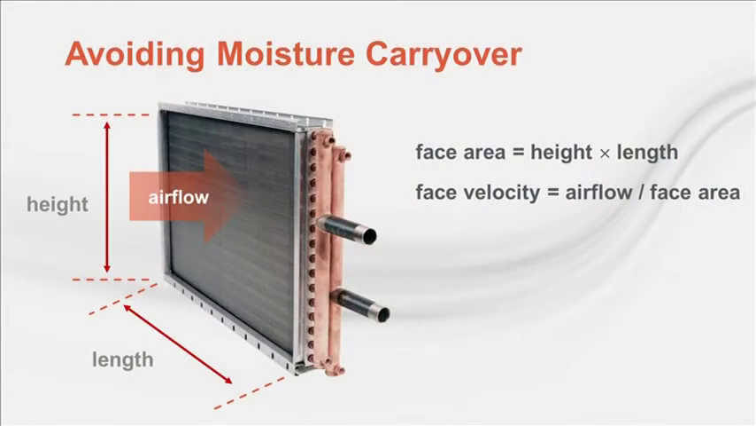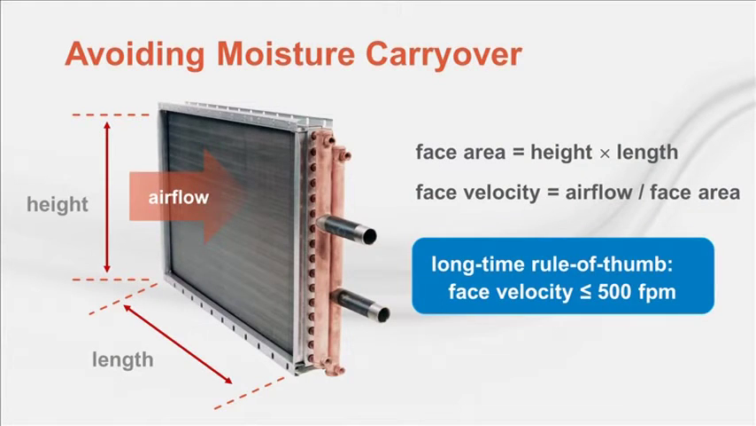A long-time industry rule of thumb for avoiding moisture carryover has been to select cooling coils for face velocity no greater than 500 feet per minute at design airflow. This has been a fairly reasonable guideline and has seemed to have provided satisfactory results in a broad range of applications over the years. But this is a guideline and doesn't take into account the other factors that affect carryover.